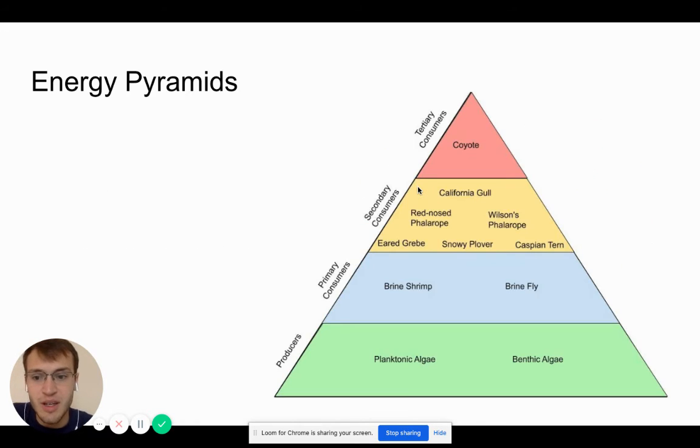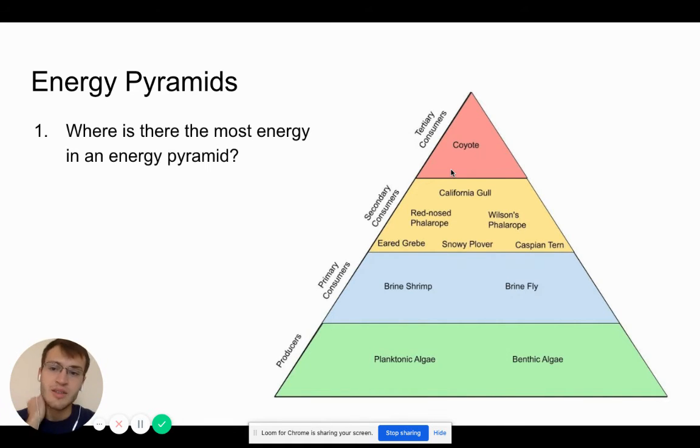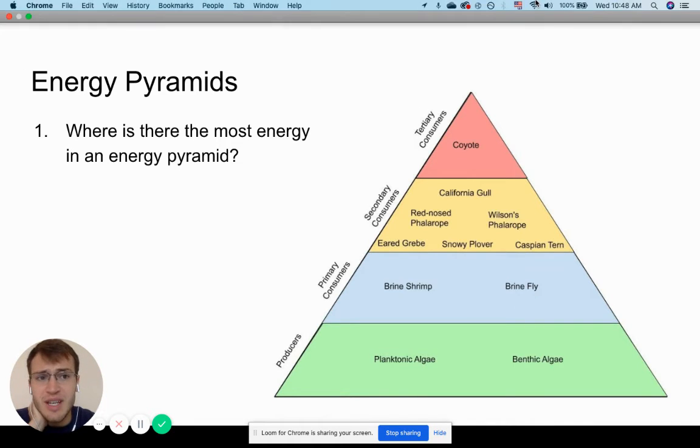All right, so that's just a quick food webs review. Next, I want to quickly review energy pyramids. So where in the energy pyramid is there the most energy?